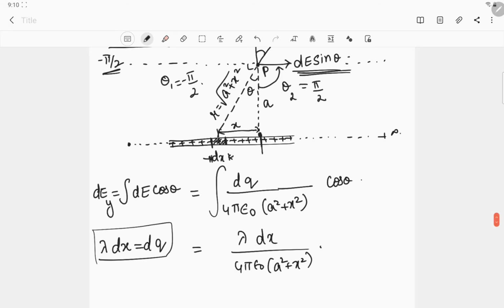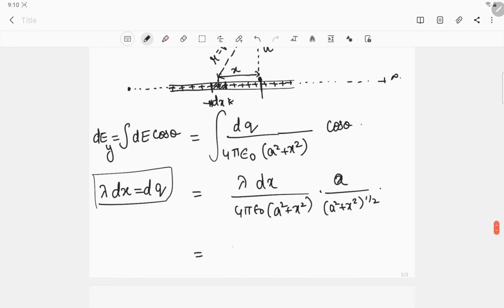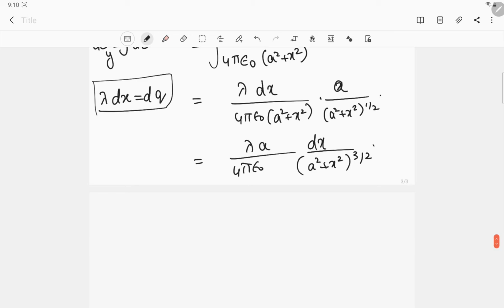Now in this triangle, what is cos theta? Cos theta is adjacent by hypotenuse. So adjacent side is a divided by hypotenuse, which is (a square plus x square) power half. Okay, so combining everything, what will you get? Lambda into a divided by 4 pi epsilon naught into dx divided by (a square plus x square) the whole power 3 by 2. Okay, now what we have to do? We need the terms in terms of d theta, because we have to integrate from minus theta 1 to plus theta 2. Therefore, we have to convert x in terms of theta.